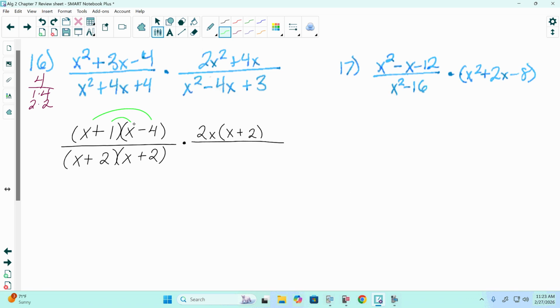Let's check it again. x times negative 4 would be negative 4x. 1 times x would be positive 1x. Negative 4x plus x, negative 4 plus 1 would be negative 3. So that is the correct number, but the wrong sign. So we need to switch the signs, which will now give us positive 4x, negative x, giving us the positive 3x that we wanted.